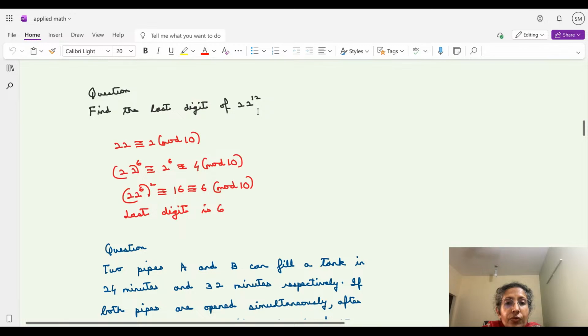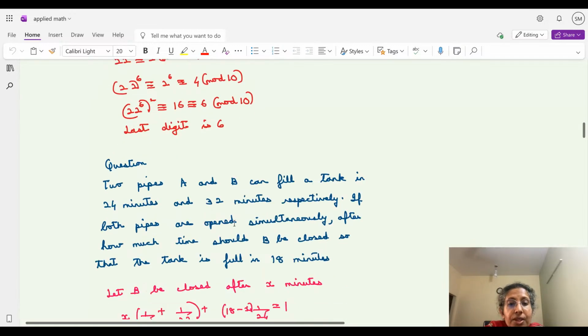Now again a question on numbers. Find the last digit of 22 raised to 12. 22 is congruent to 2 modulo 10. So we have to arrive at 12. 22 raised to 6 is congruent to 2 raised to 6, which is 64, which is congruent to 4 modulo 10. So 22 raised to 6 squared is congruent to 4 squared, which is 16, which is congruent to 6 modulo 10. So 22 raised to 12 is congruent to 6 modulo 10. So your last digit is 6.